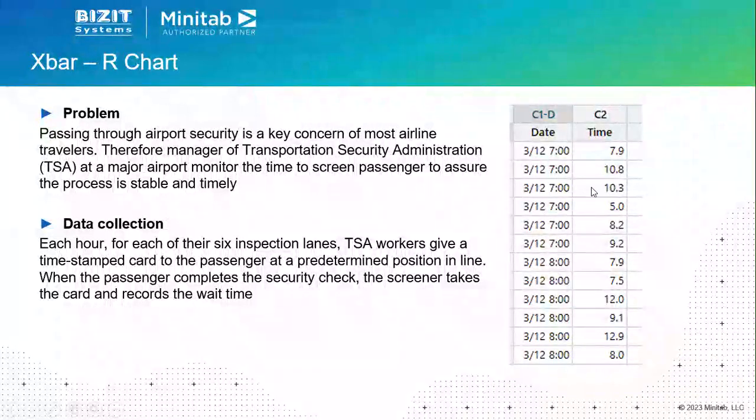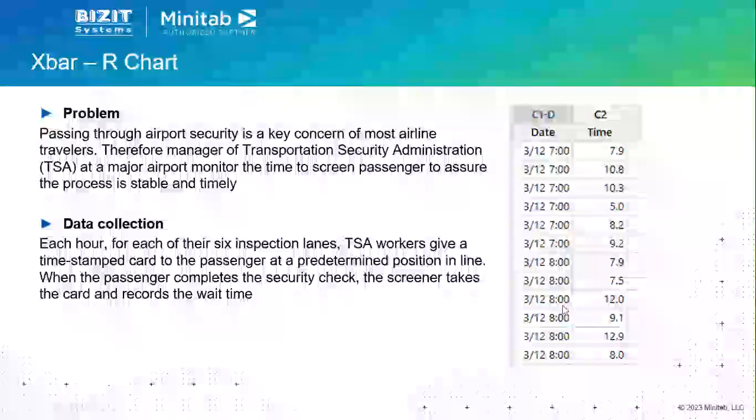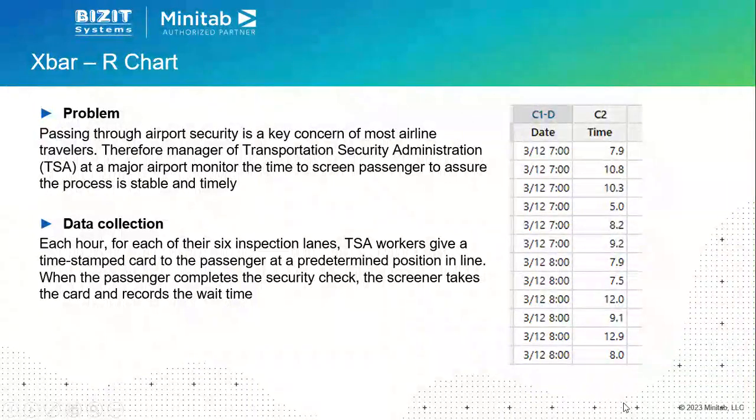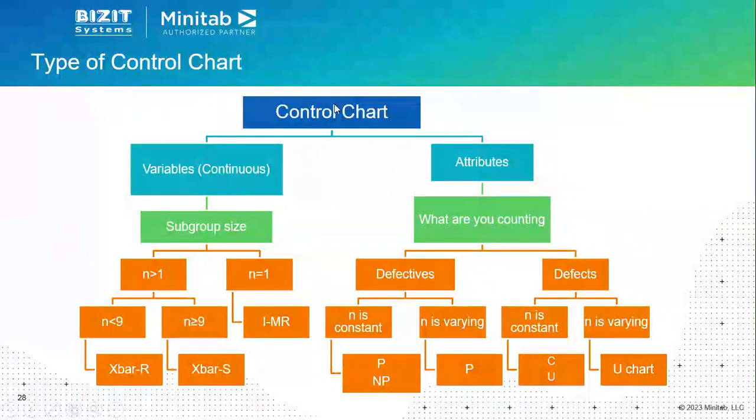They collect every hour. For example, at 7 a.m. they collect 6, then after 1 hour, at 8 a.m., they collect another 6, and so on. So every time they collect 6. So you can go back to this one. Maybe less than 9, you can go for the S bar chart, and more than 9, you can go for the X bar. Okay, so but for R here is a range, X bar is a mean.